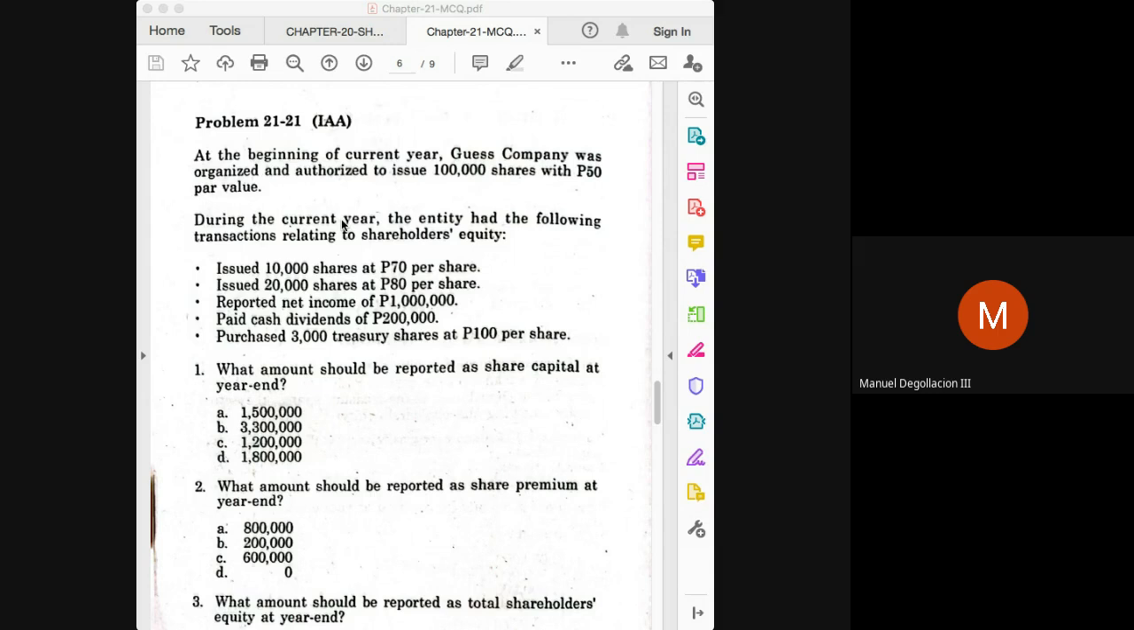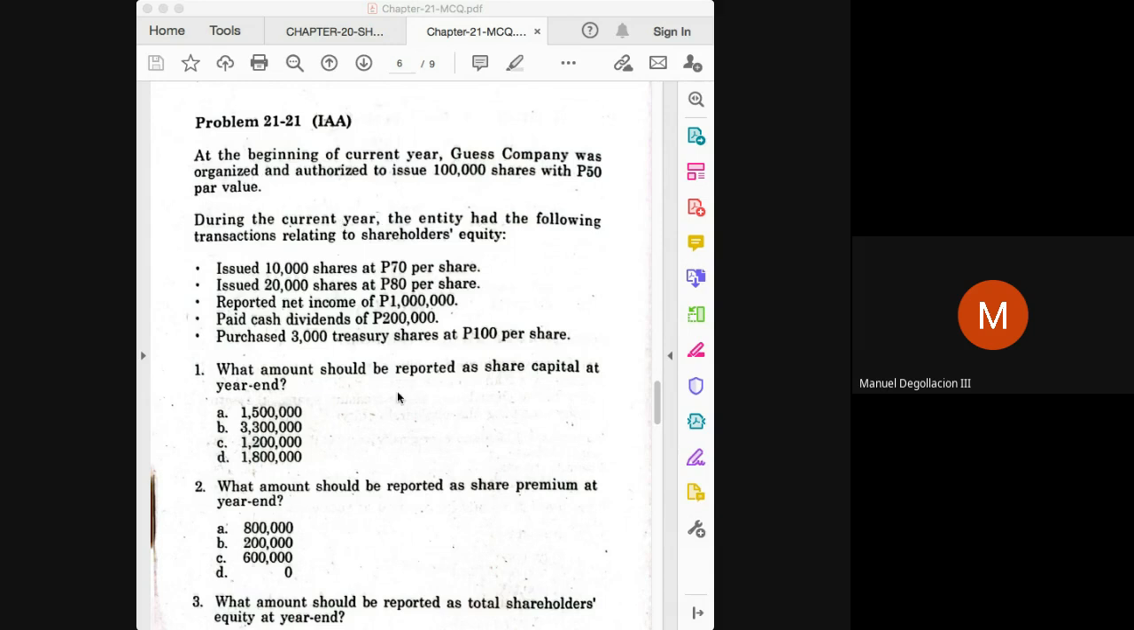Reported net income of 1 million, so this will increase our retained earnings. Debit income summary and credit retained earnings in the amount of 1 million. Paid cash dividends of 200,000, so this would be debit retained earnings and credit cash 200,000. Next, purchase 3,000 treasury shares at 100 per share. So this would be debit treasury shares at 300,000 and credit cash for 300,000.